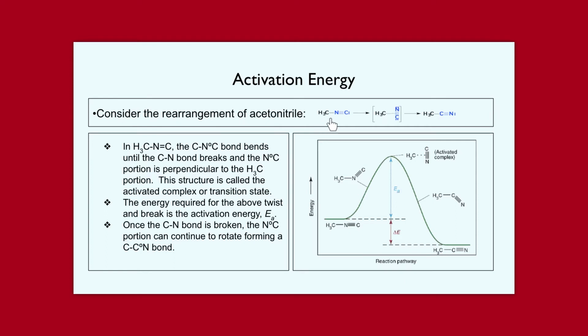Notice here this methyl group is single bonded to a nitrogen, which is triple bonded to a carbon. And during this chemical reaction, this nitrogen and carbon actually switch places. But in order for that to happen, this single bond between the carbon and the nitrogen has to break. And that requires energy for this bond to break. And so that's what this activation energy is that you see here. Once that bond breaks and a new bond is formed between these two carbons right here, a lot of energy is released, and we have our new product down here.